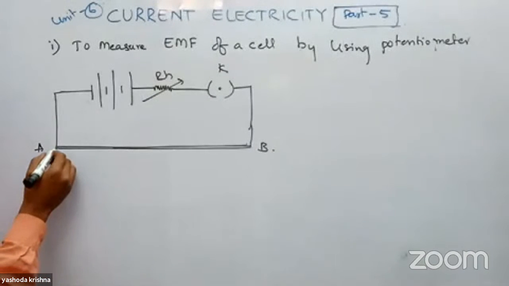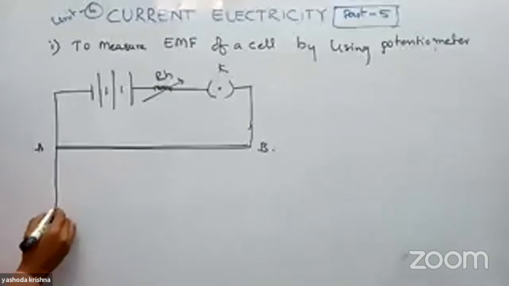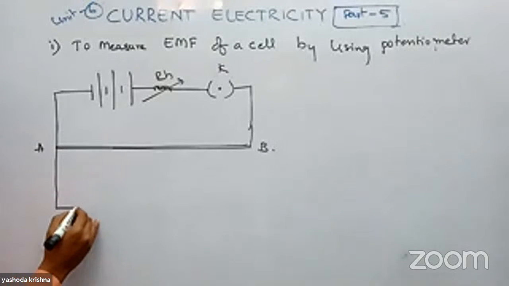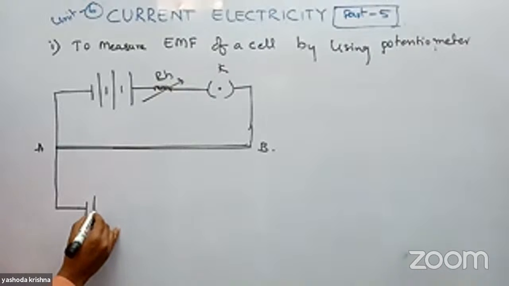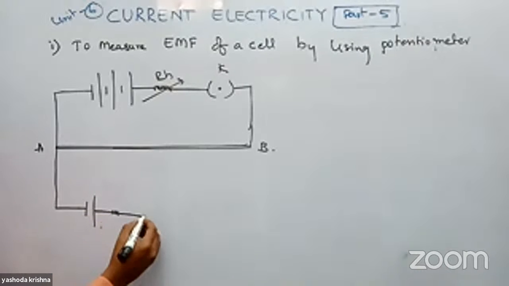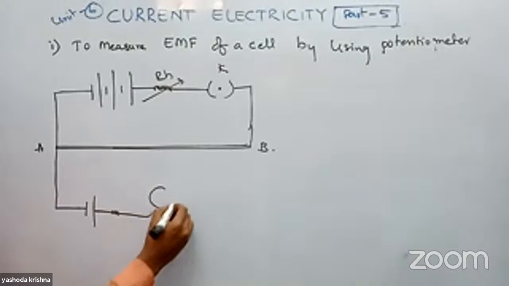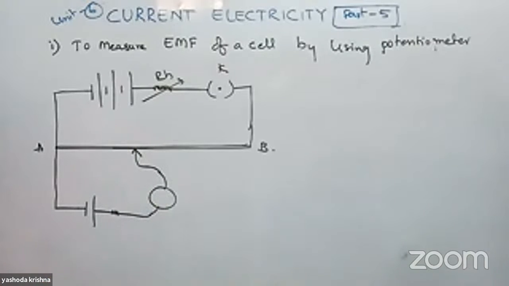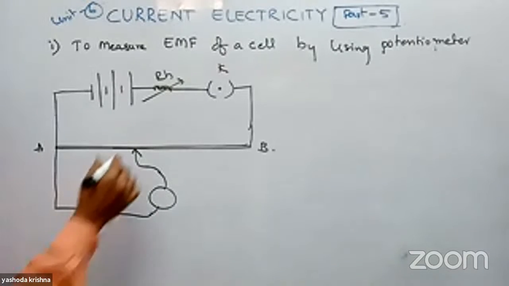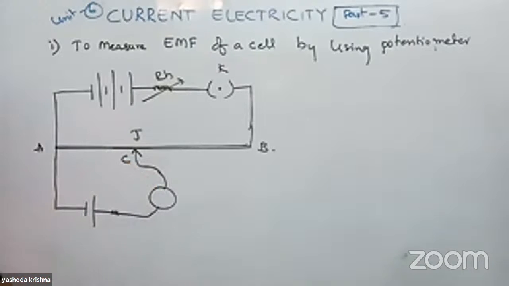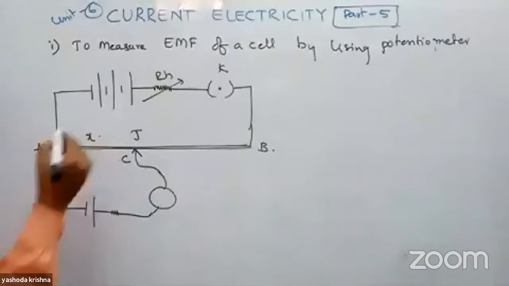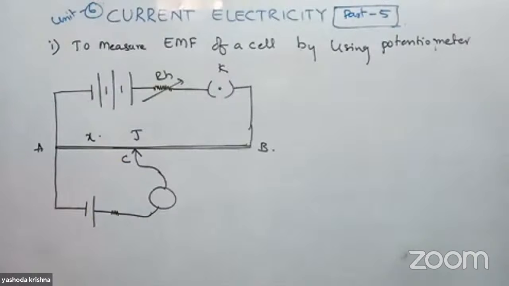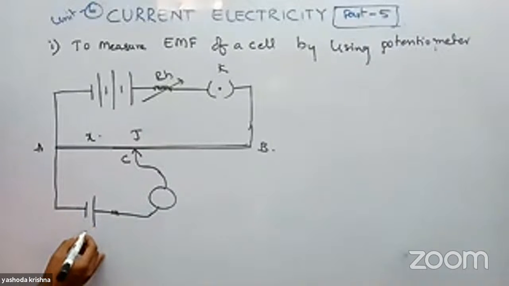This potentiometer end A is connected to one battery, which has internal resistance. This is connected to a galvanometer. That galvanometer is connected to jockey J. This is the C point. This is the X. A to B point. This is the battery. EMF E is there.